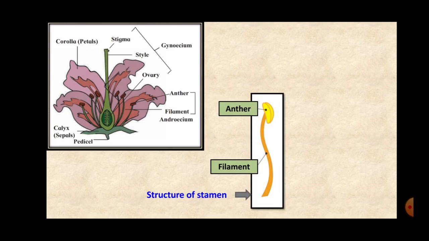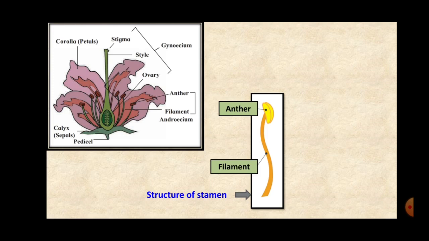First we will start with the androecium, that is the male reproductive part of the flower. Single unit is called a stamen, and this stamen is made up of two parts. The uppermost, you can see the lobe-like structure, is called the anther, and it is made up of two parts which are called anther lobes. Now inside these anther lobes there are pollen sacs present, and in these pollen sacs the pollen grains are found which contain the male gamete.